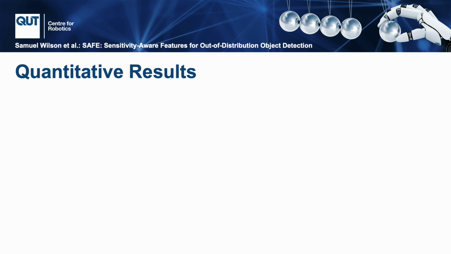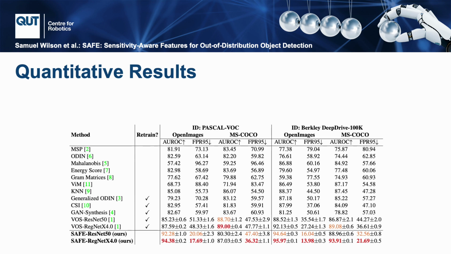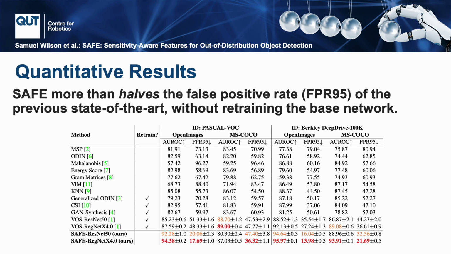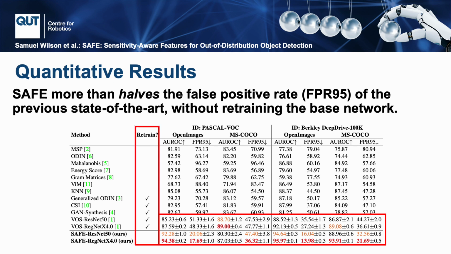Our results show that SAFE significantly improves upon the state-of-the-art in out-of-distribution object detection. More specifically, SAFE more than halves the false positive rate of previous state-of-the-art without requiring retraining of the base network like many state-of-the-art methods do.